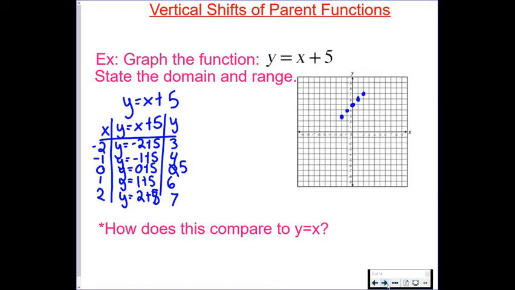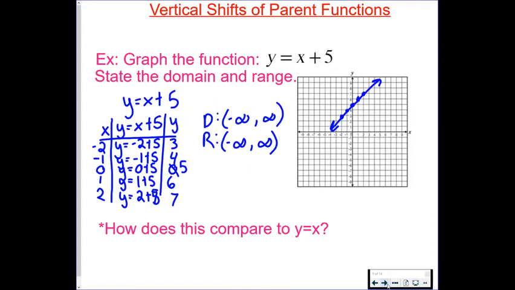Be careful when you graph these. As you can see, in my table, I made a couple of mistakes, but it's an easy fix. And then you're just going to connect your dots together to make a straight line. Okay? And that's y equals x plus 5. State the domain and the range. The domain, because it goes forever to the left, forever to the right. It goes from negative infinity to positive infinity for the domain, as well as the range. We can tell that from our graph.